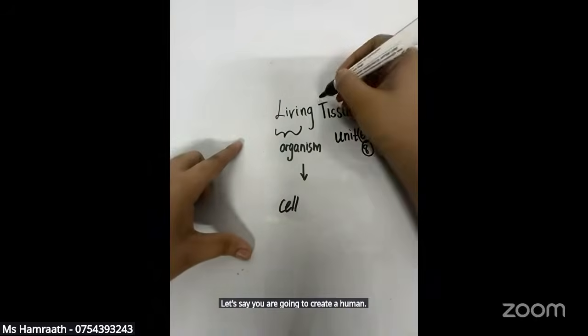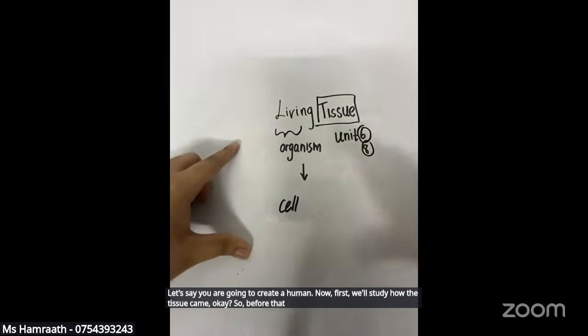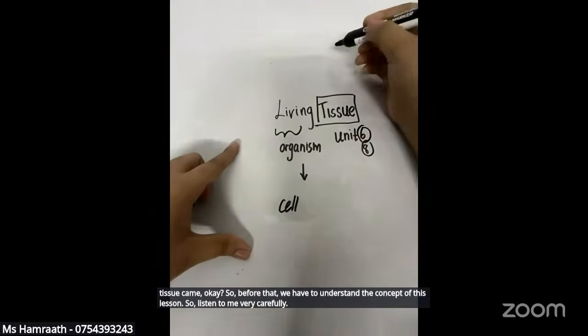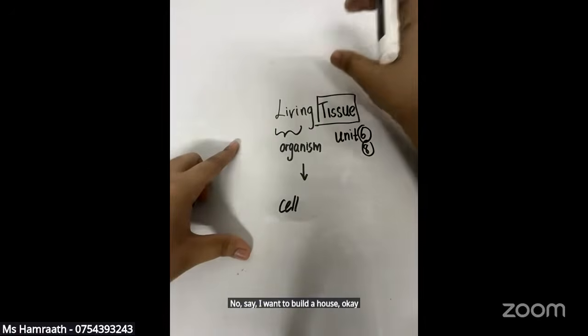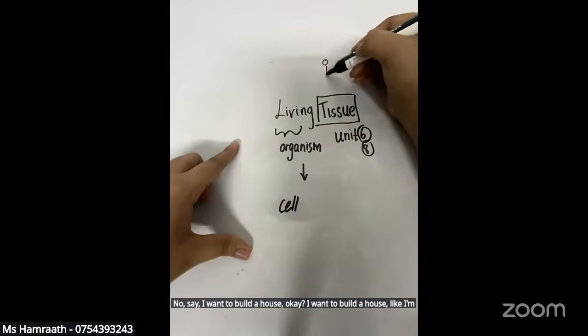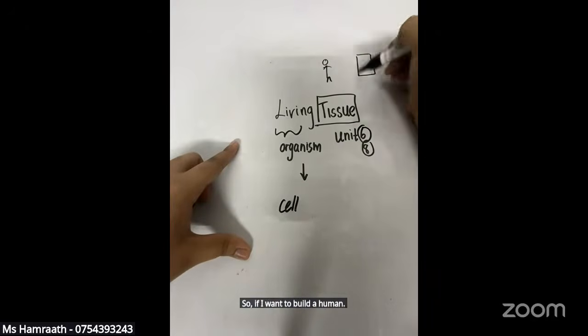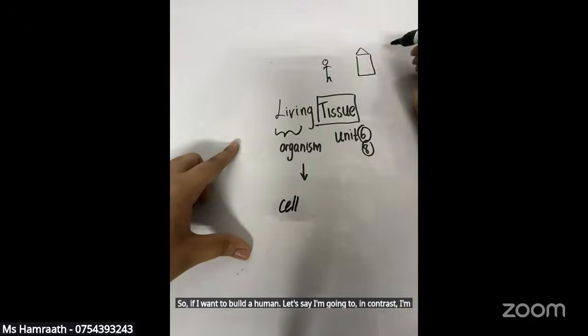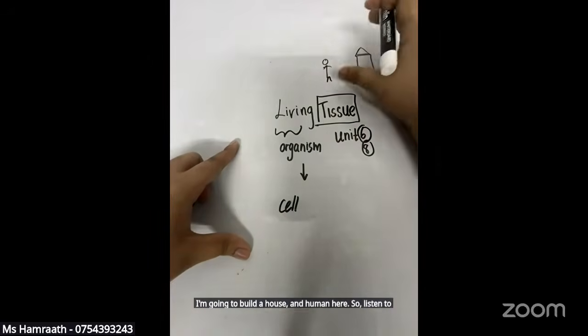Now first we'll study how the tissue came, okay? Before that we have to understand the concept of this lesson. So listen to me very carefully. Say I want to build a house. Like I'm saying, I'm going to build a human. In contrast, I'm going to build a house and a human here. So listen to me very carefully.